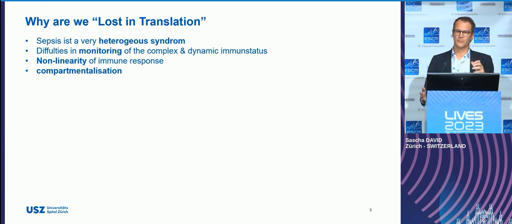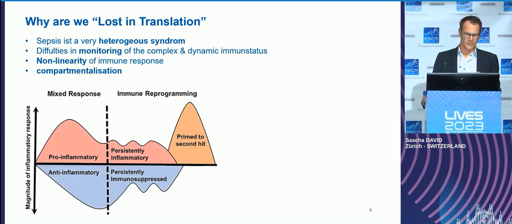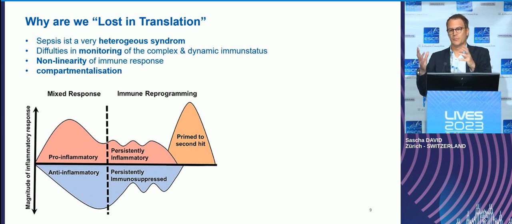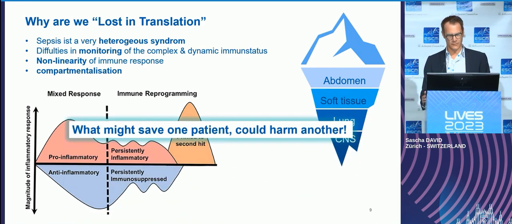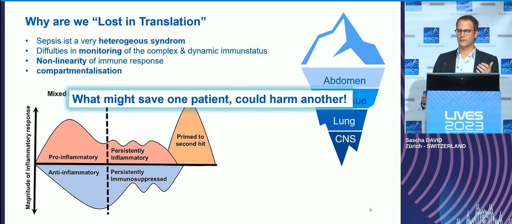The monitoring of the immune system is extremely difficult for us. One patient could be in a hyperinflammation situation, while another could already be immunosuppressed. It's non-linear, and it's also compartmentalized. I think that's really critical, because we always only look at the tip of the iceberg. We measure stuff in the blood, but there's the tissue, the central nervous system, the lung, and so on. So it's really hard to tailor treatments.